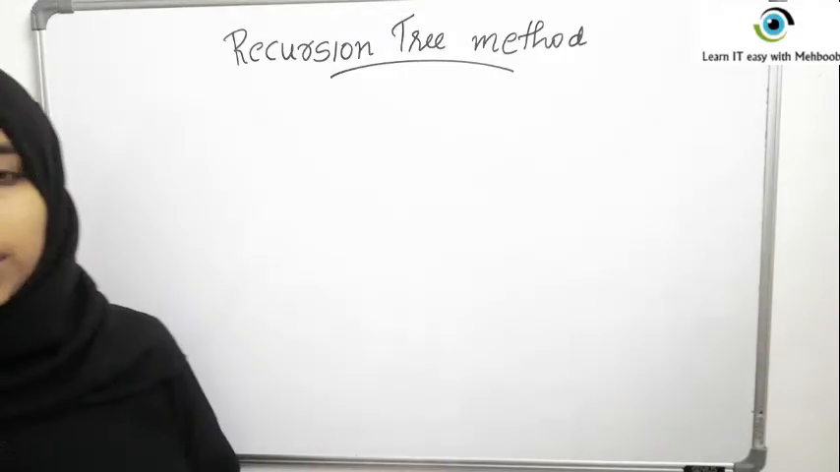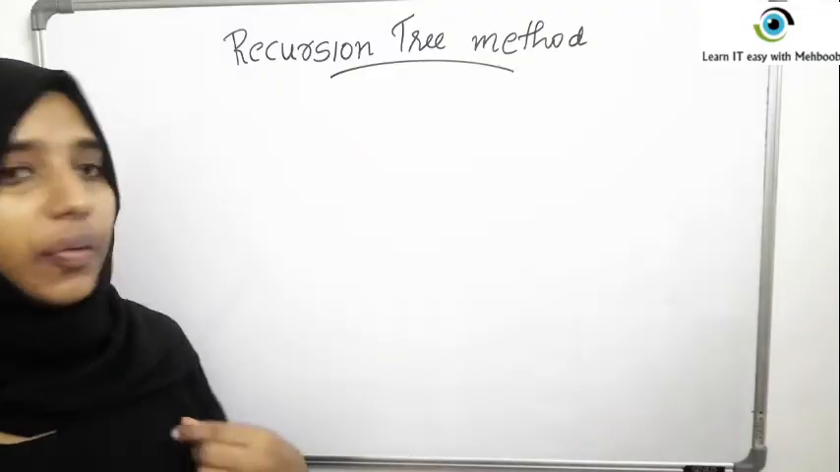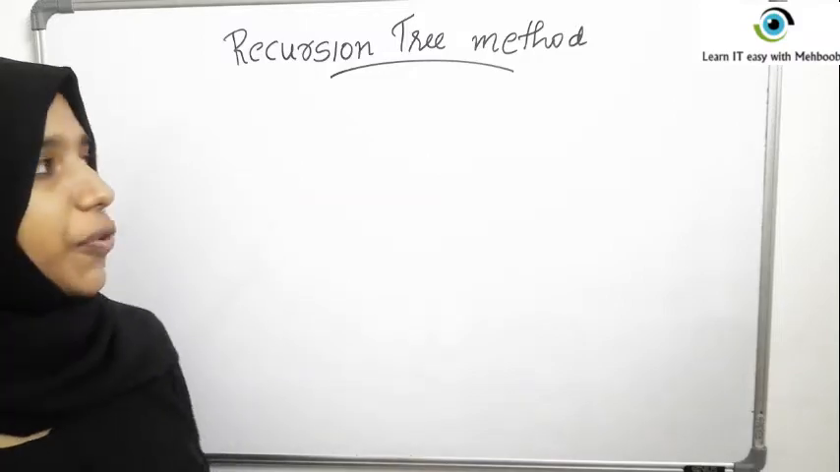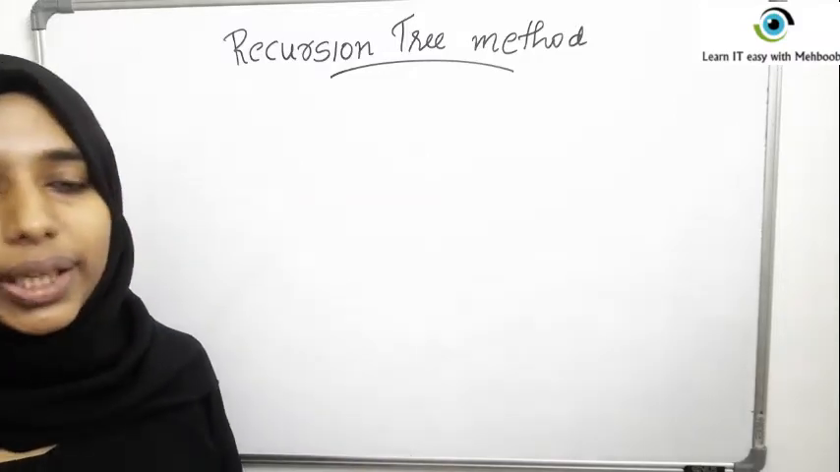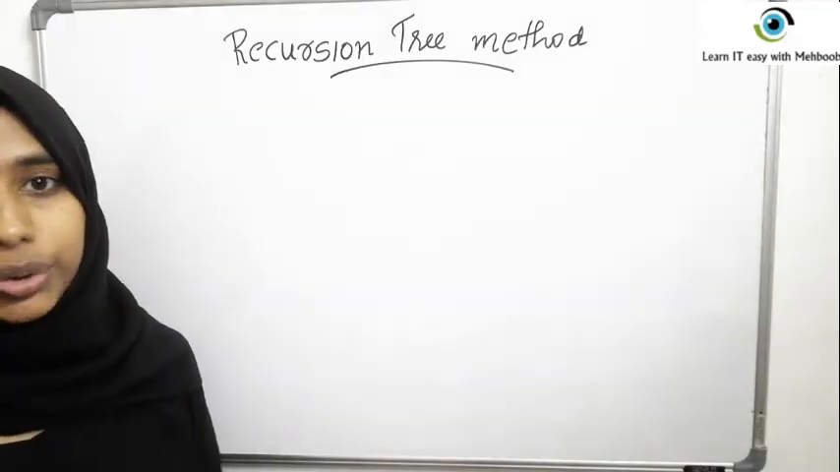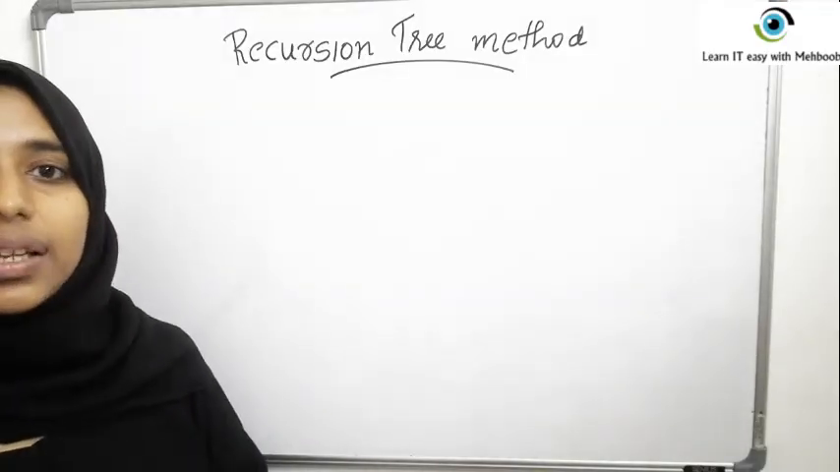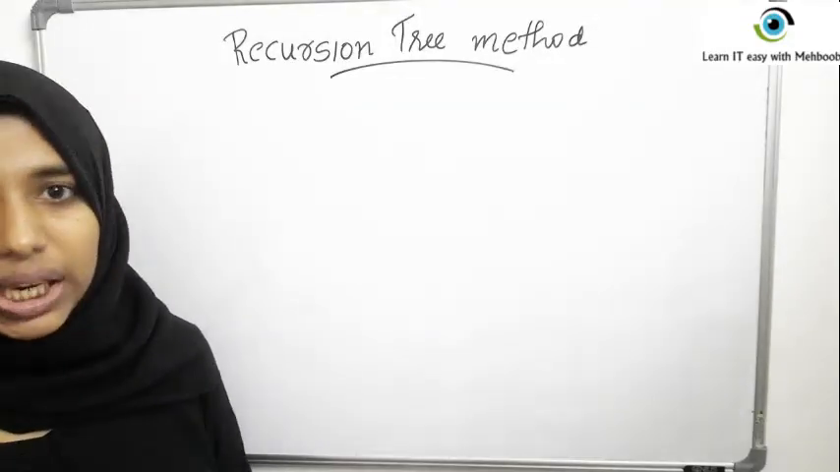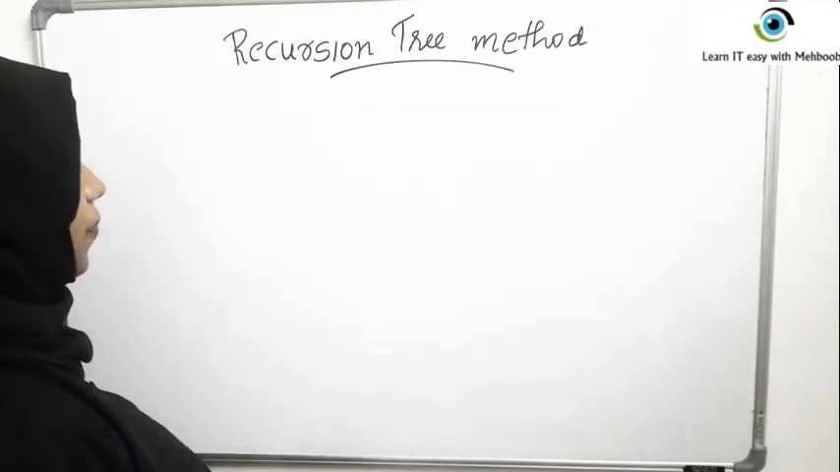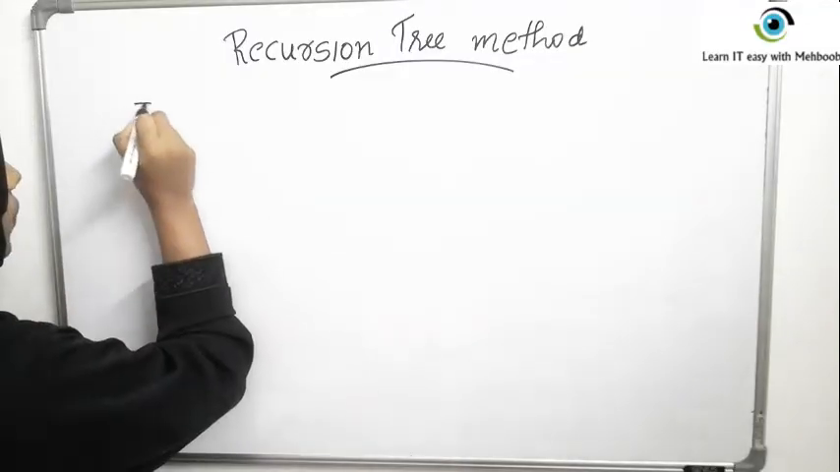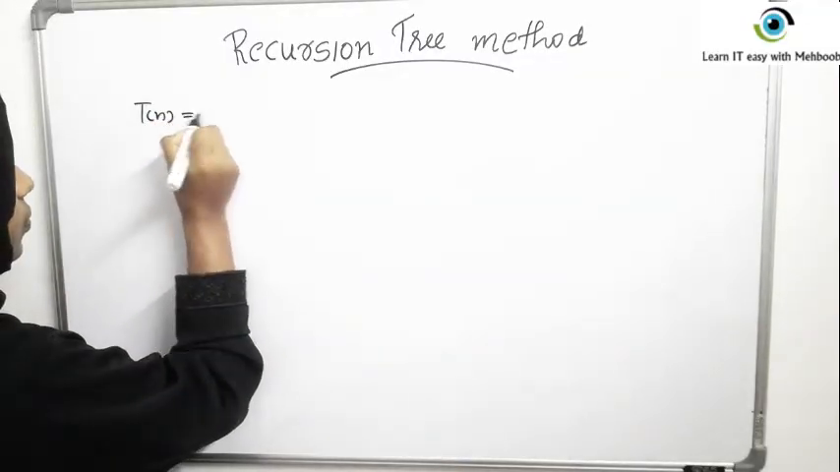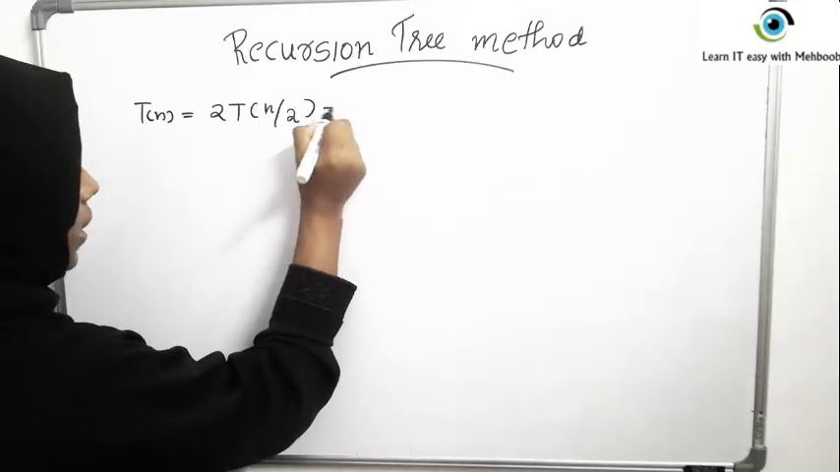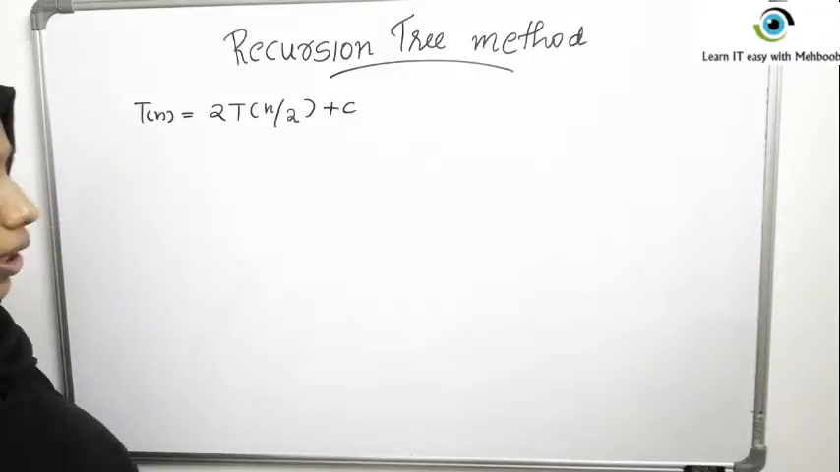So recursion tree method is usually used to solve recurrence relations of divide and conquer algorithms. For example, you can use it to solve the recurrence relation for merge sort, quick sort and all. That is, if the algorithm is of type divide and conquer, you can use recursion tree method. I'll give you an example. Let T of n be 2T of n by 2 plus some constant amount of time c.